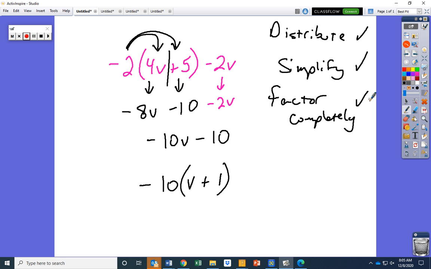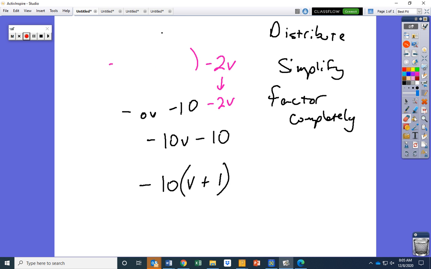Okay. Let's try another one. Remember, we're going to distribute. Does everybody have that written down? We're going to distribute, and then we're going to simplify, and then we're going to factorify.